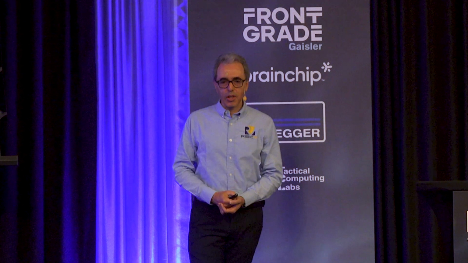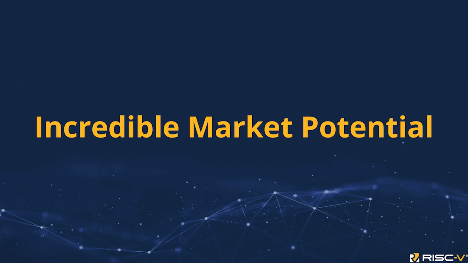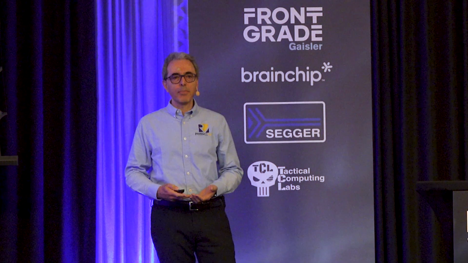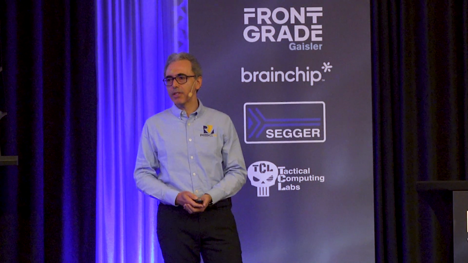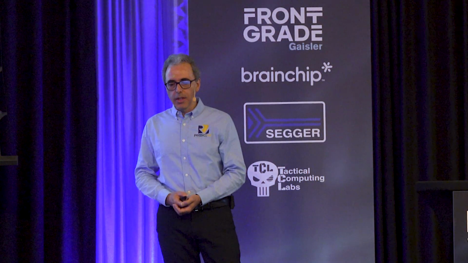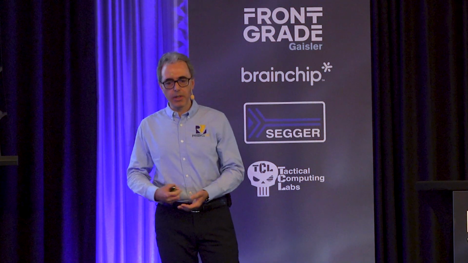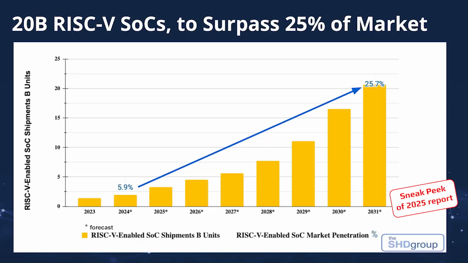RISC-V has an incredible market potential. How do we know? Well, there are no royalties, no license fees. So how do we know the progress and the deployment of RISC-V? Well, we can leverage what the companies share with us about their shipments, and we can work with analysts and their predictions. The SHD Group has been working on analyzing RISC-V for the last several years, and this is a preview of their latest report that has just been released. Their prediction is that by 2031, RISC-V will ship 20 billion SoCs, and every SoC will have multiple RISC-V cores inside. This is moving from an estimate of about 2 billion chips shipped last year in 2024.